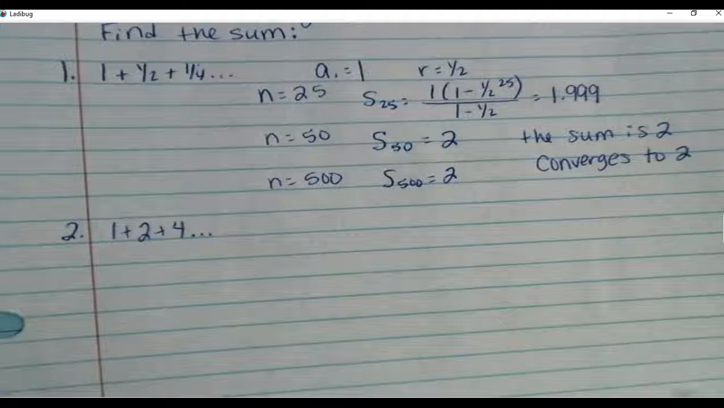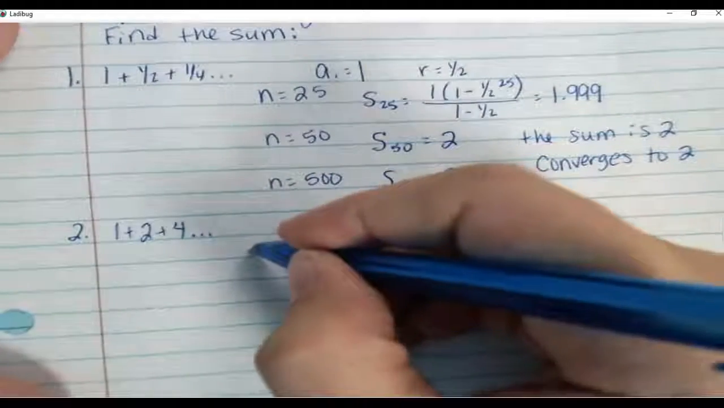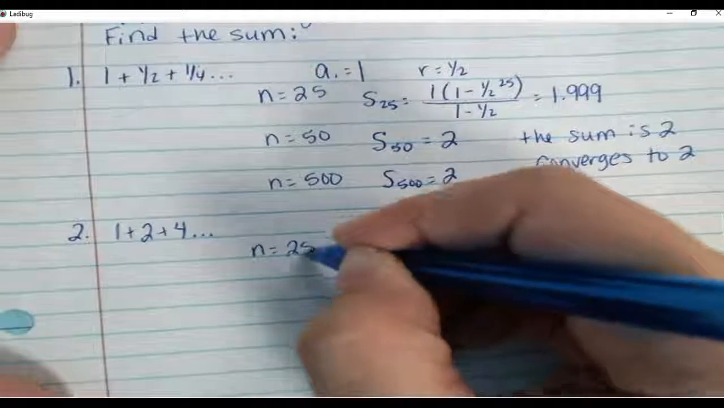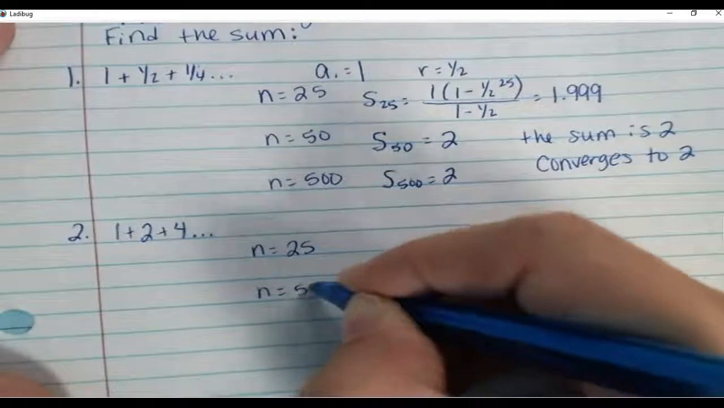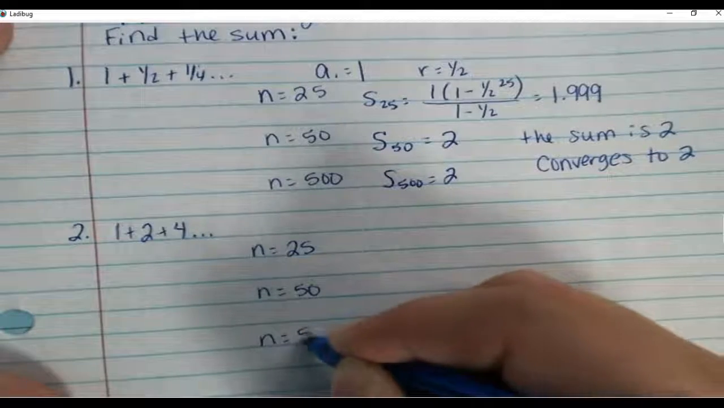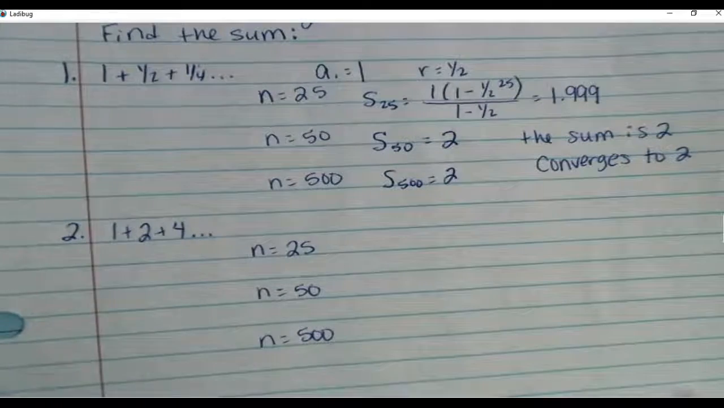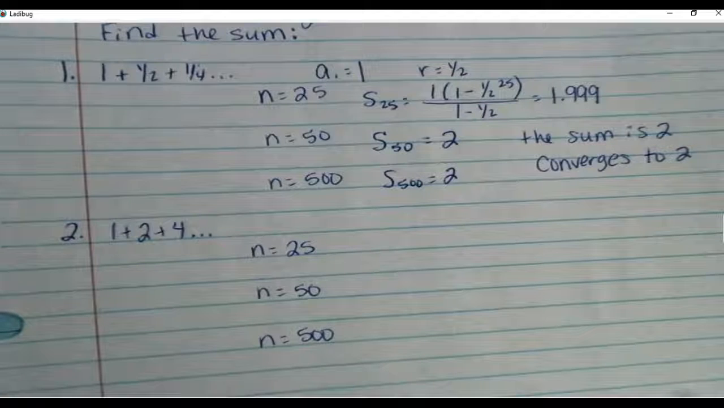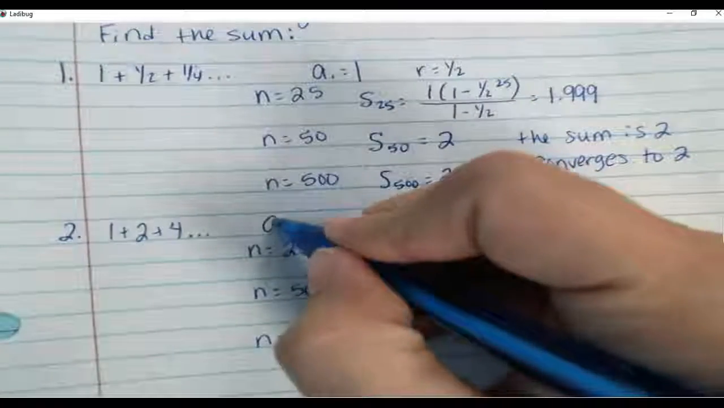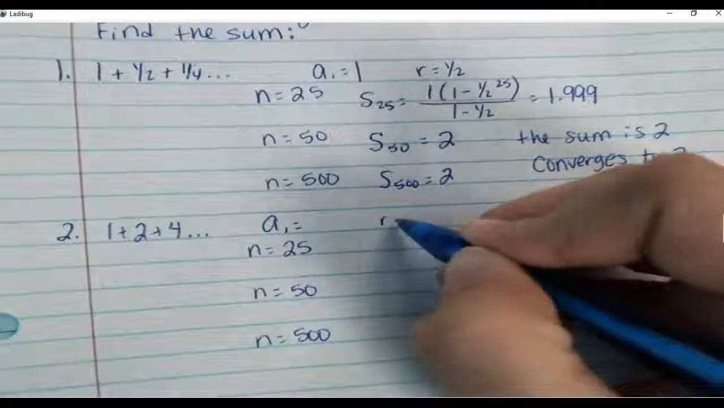So again, we just want to find the sum. It doesn't give us any n, so let's pick the same ones. Let's find when n is 25, when it's 50, and when it's 500. So we still need the same 3 things. We have the n, but we need a1 and we need r.